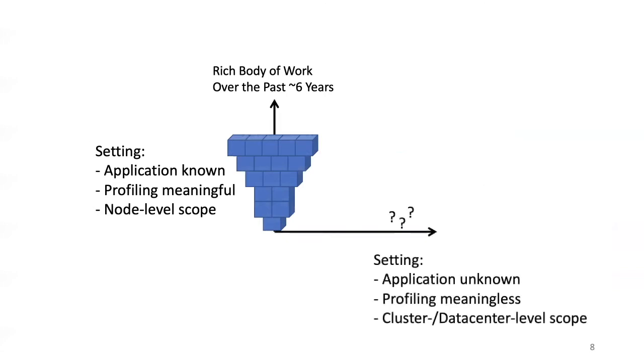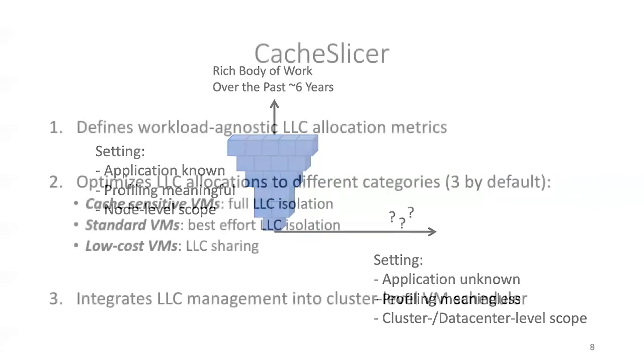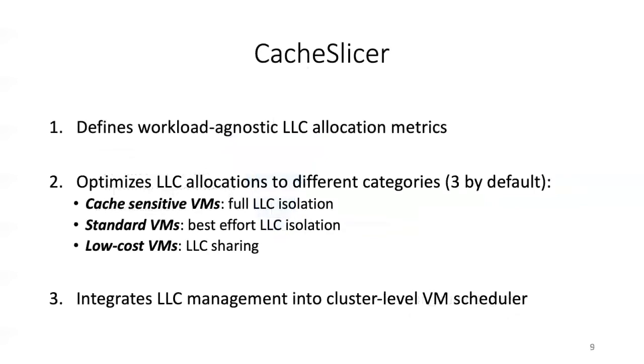But we think also there is room for looking at settings where application is unknown, profiling is meaningless, and your scope to enforce a consistent delivery of last level cache allocations is beyond just one node. In that angle, we have been working on this system called CacheSlicer.